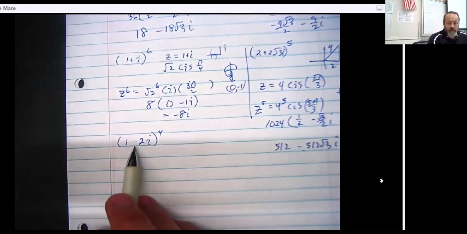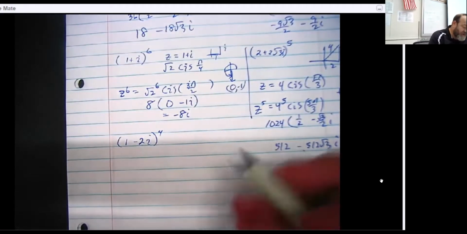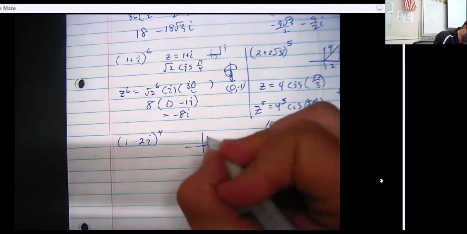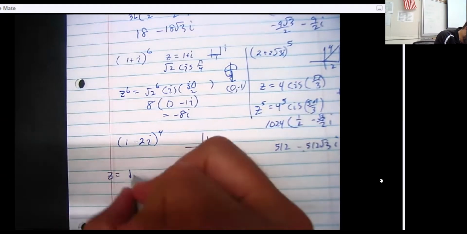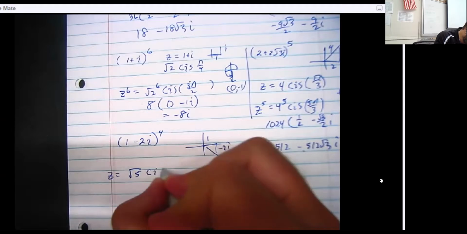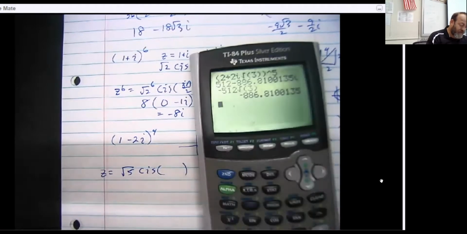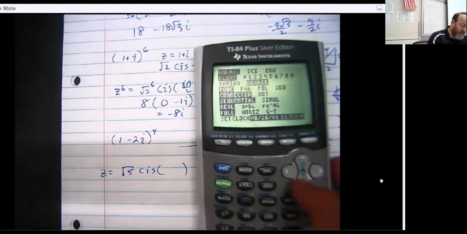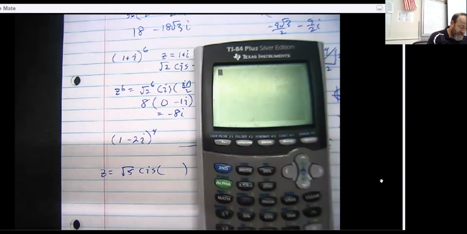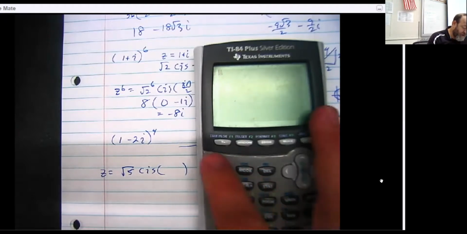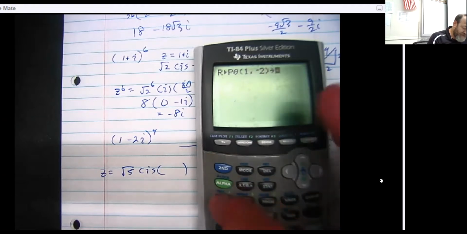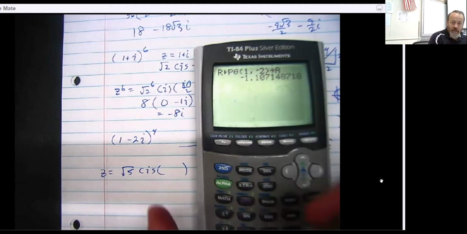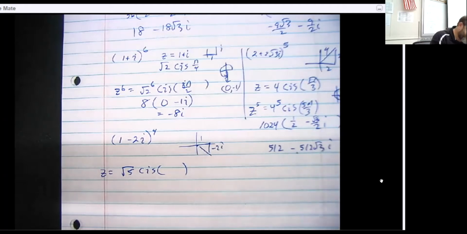Now, this one is not so pretty. This, again, not unit circle. So 1 minus 2i, that's going to have a modulus of root 5. And just as I modeled before, I'm going to use my calculator to find that angle, whatever that angle is. So go to angle 6, type in 1 comma negative 2, and I'm going to store that as A, because I want to know what that angle is. I got negative 1.107.